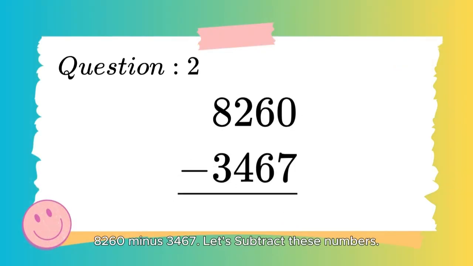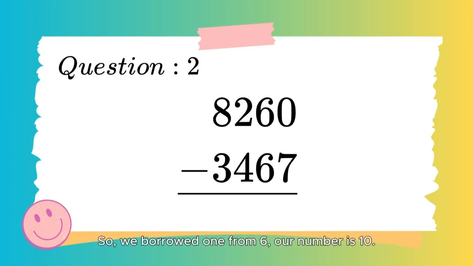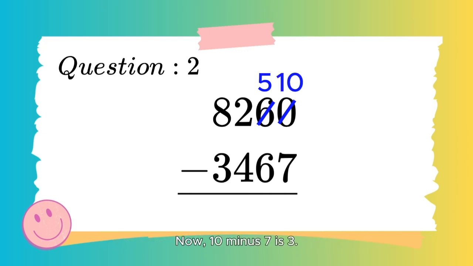8,260 minus 3,467. Let's subtract these numbers. Since 0 is less than 7, we need to borrow from the next column. So we borrowed 1 from 6. Our number is 10. Now 10 minus 7 is 3. Since we borrowed 1 from 6, it is 5.